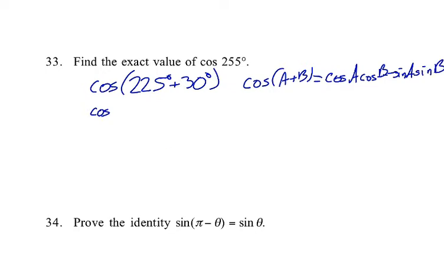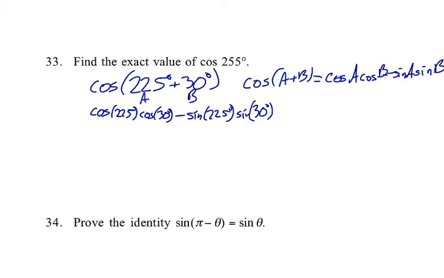So, going back to what we have here, in this case, it's like 225 is our A and 30 is our B. So we've got the cosine of 225 times the cosine of 30 minus the sine of 225 times the sine of 30 degrees.